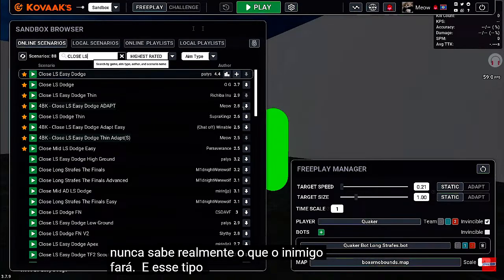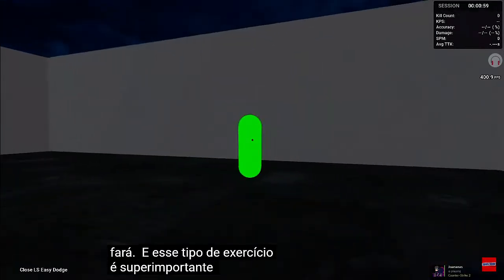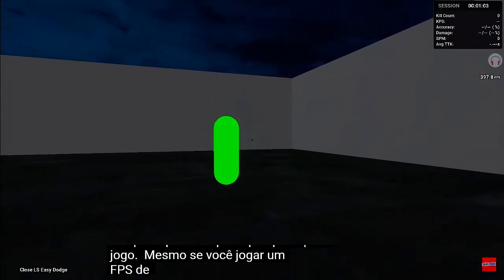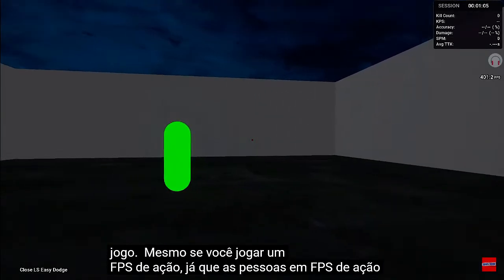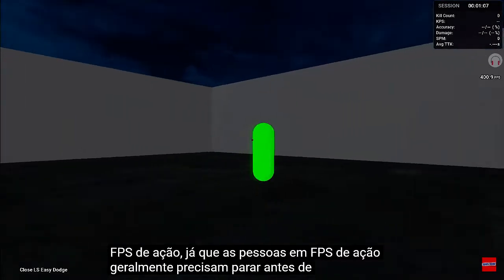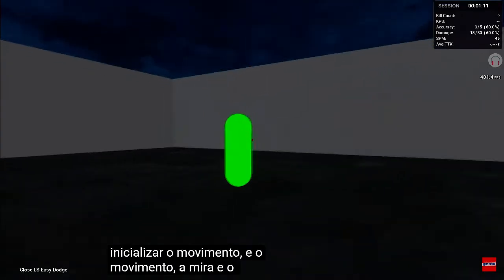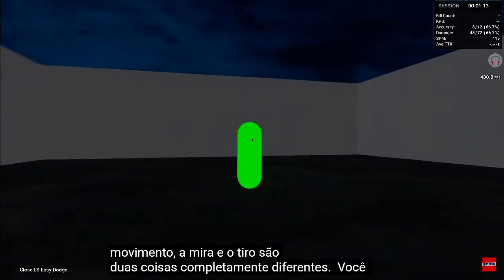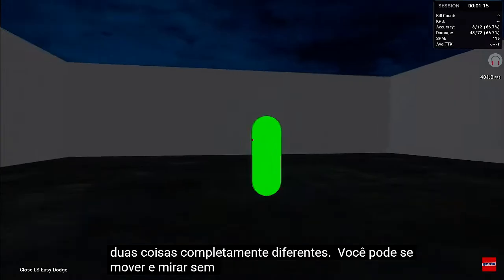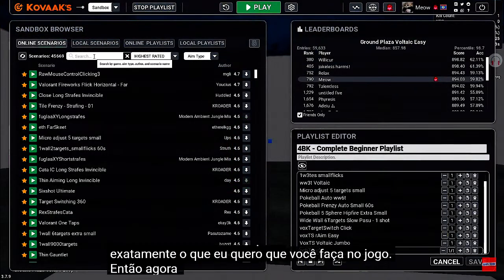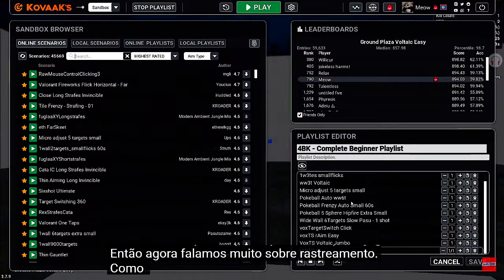And this type of exercises are super important for any type of game, especially if you play a TAC FPS game, since people in TAC FPS games often have to stop before initializing the movement. And the movement, the aiming and the shooting is two completely different things. You can move and aim without shooting, which is exactly what I want you to do in game. So now we talked a lot about tracking. How do we build this playlist?